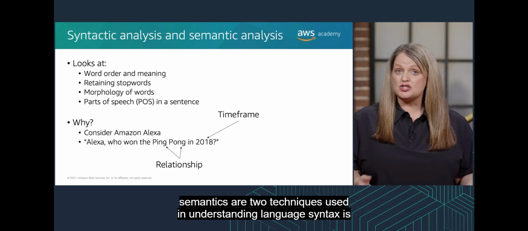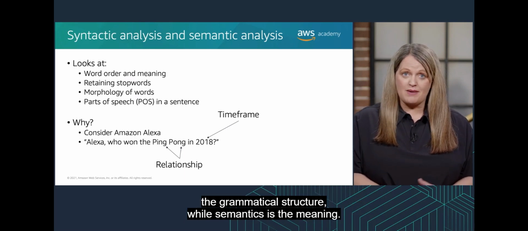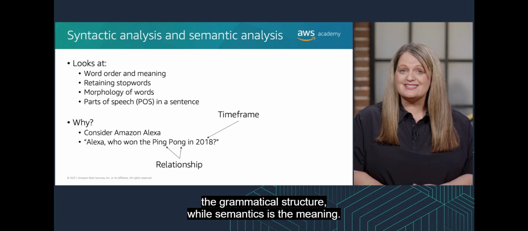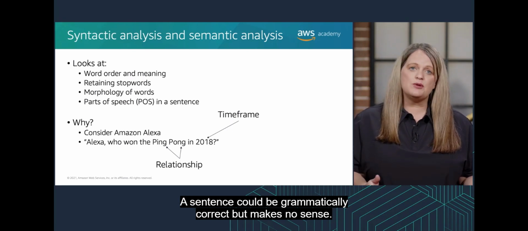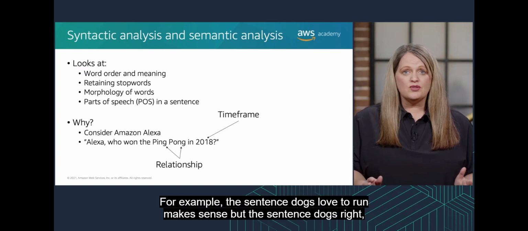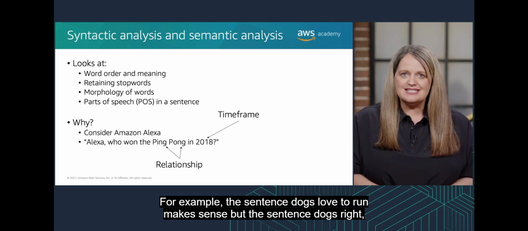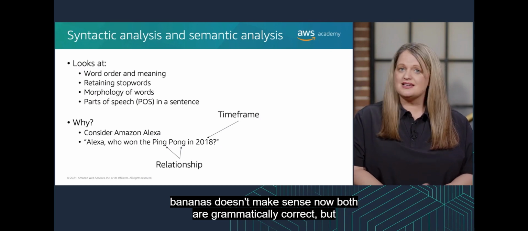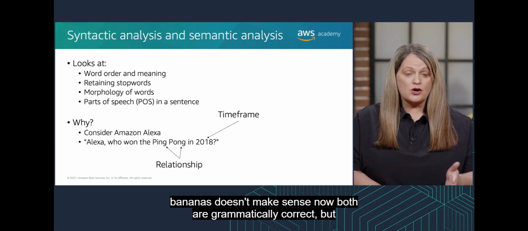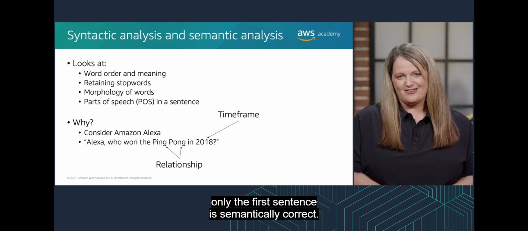Syntax and semantics are two techniques used in understanding language. Syntax is the grammatical structure, while semantics is the meaning. A sentence could be grammatically correct, but make no sense. For example, the sentence, "Dogs love to run," makes sense. But the sentence, "Dogs ride bananas," doesn't make sense. Now, both are grammatically correct, but only the first sentence is semantically correct.